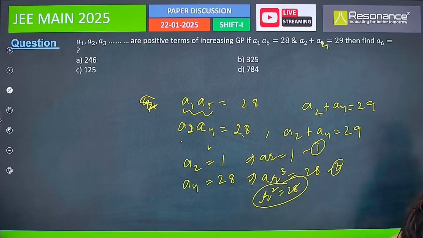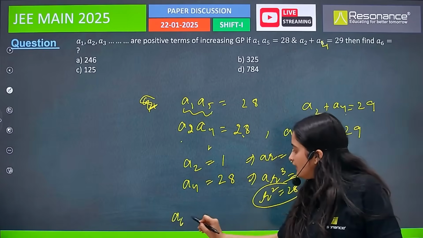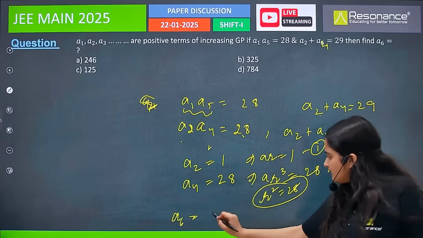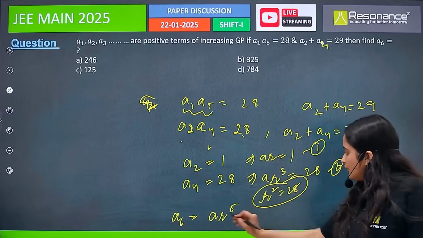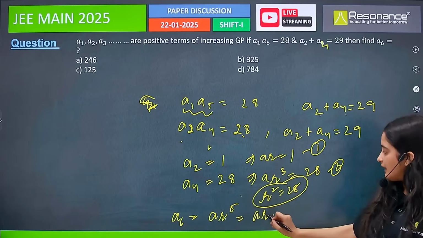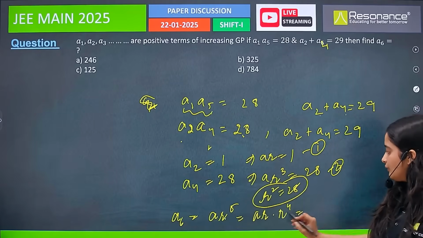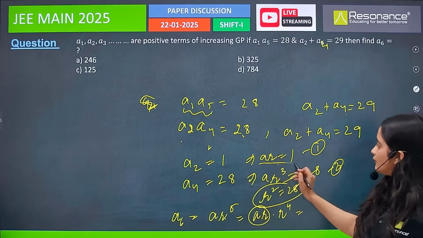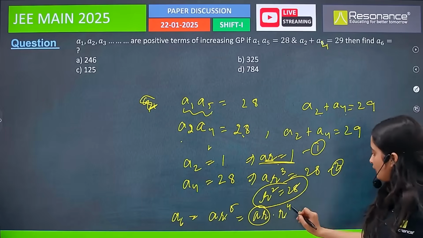Now let's see what they are asking us. They are asking us the value of A6. Can I write A6 as AR power 5? Now in this I know the value of A into R. R power 5 I am writing as R into R power 4. AR was 1 and R power 4.